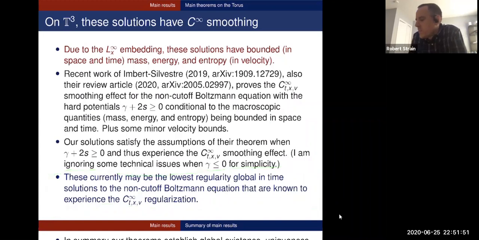Previously, there was a threshold, and at one point it was H5. If you were in H5, then you could get C-infinity, and then it was lowered. This Imbert-Silvestri result proves that if the mass, energy, and entropy are in L infinity, then you are smooth, you're C-infinity. Of course, the proof works with smooth solutions, but their bounds don't depend on the smoothness anywhere, so you can justify all their estimates by approximation. And so our solutions satisfy the smoothing effect.